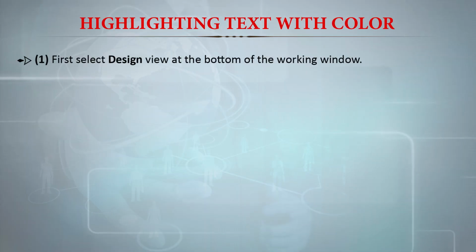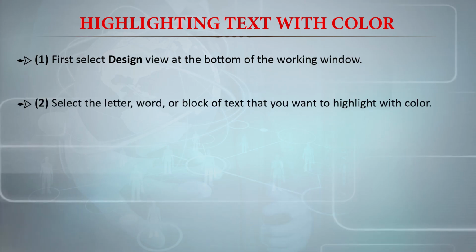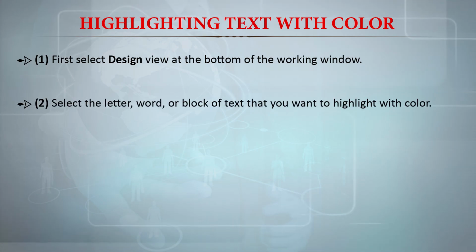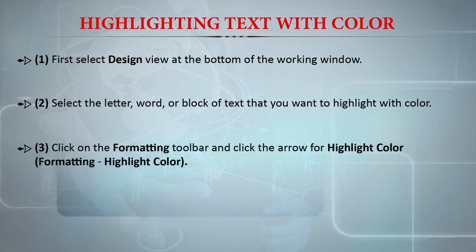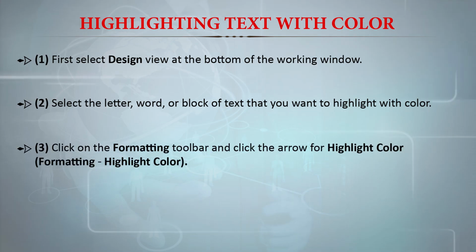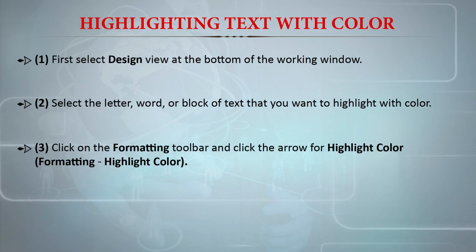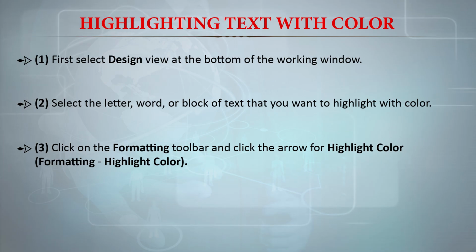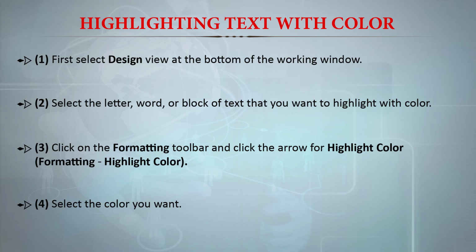Then we will highlight the text with color, and to highlight the text with color, first select the design view at the bottom of the working window, select the letter, word or block of text that we want to highlight with color, click on the formatting toolbar and click the arrow for highlight color. That means select the formatting, then select the highlight color and then select the color we want.